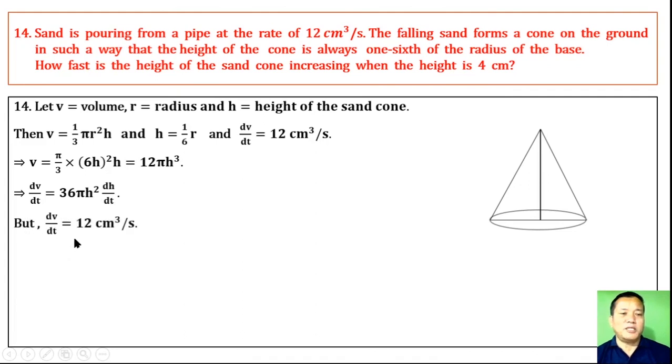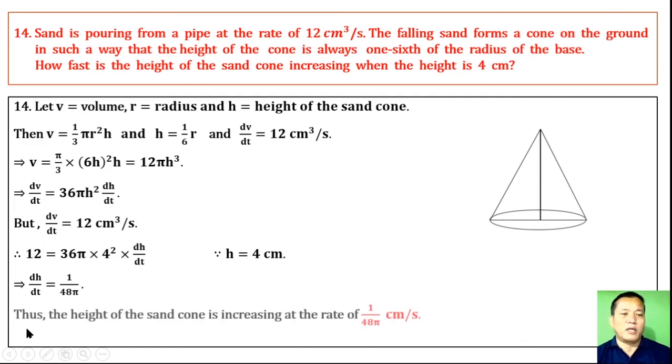But dV by dt is given as 12 centimeter cube per second. Therefore, it becomes 12 equal to 36 pi, h replaced by 4, and we get dh by dt. dh by dt is 1 by 48 pi. Thus, the height of the sand cone is increasing at the rate of 1 by 48 pi centimeter per second when the height is 4 centimeter.